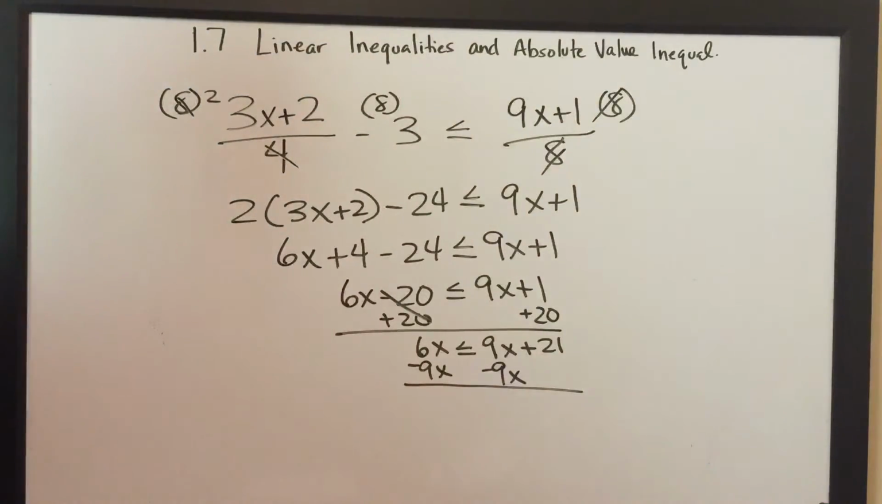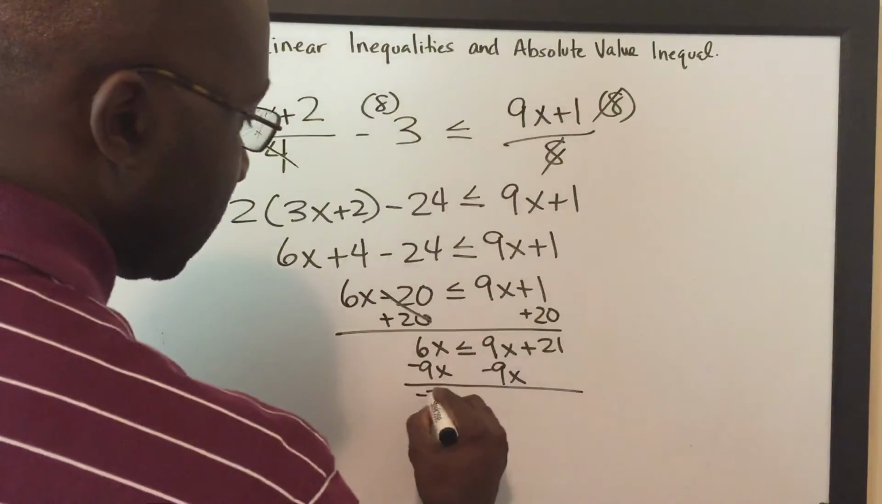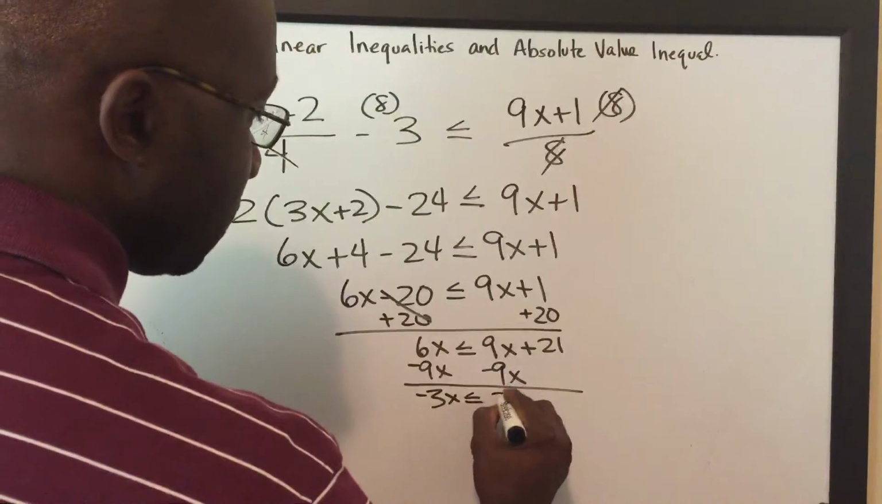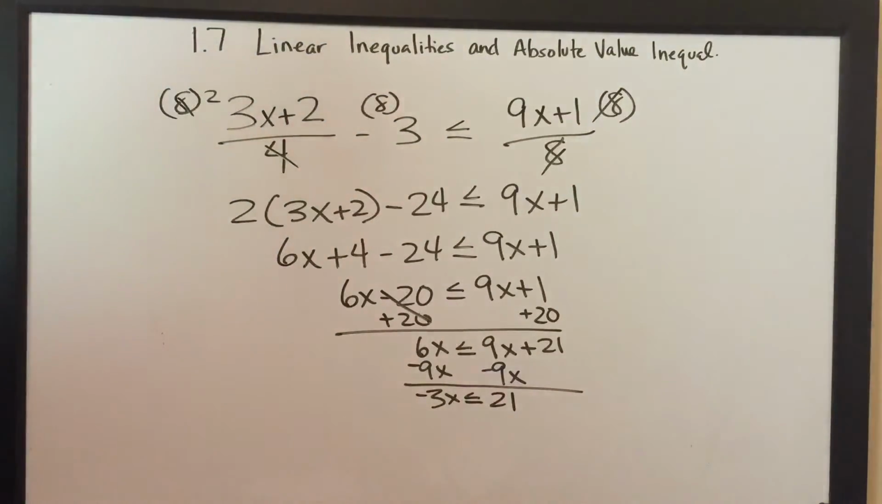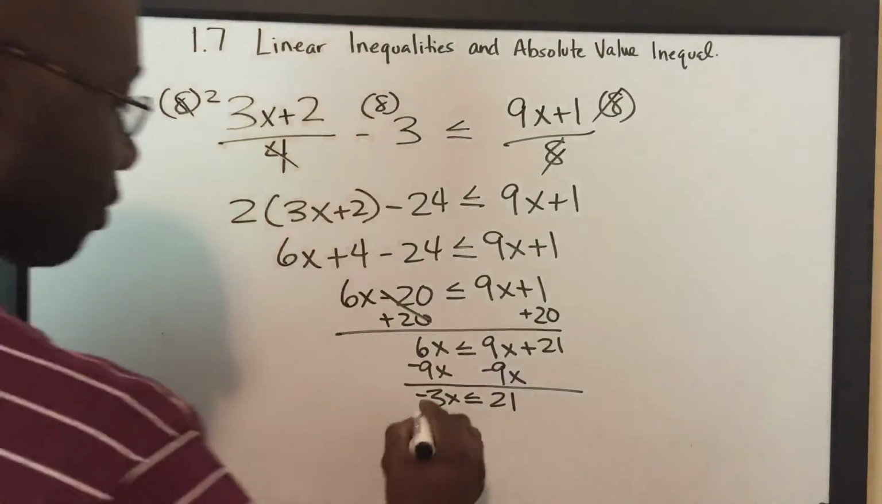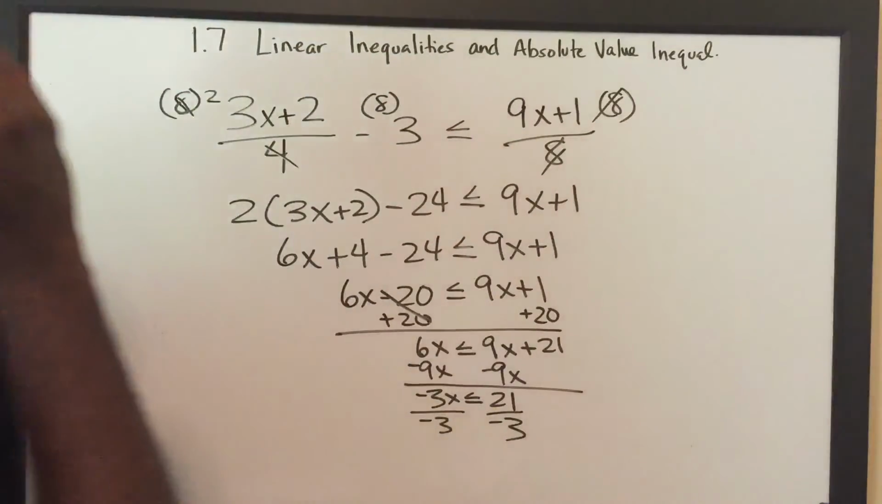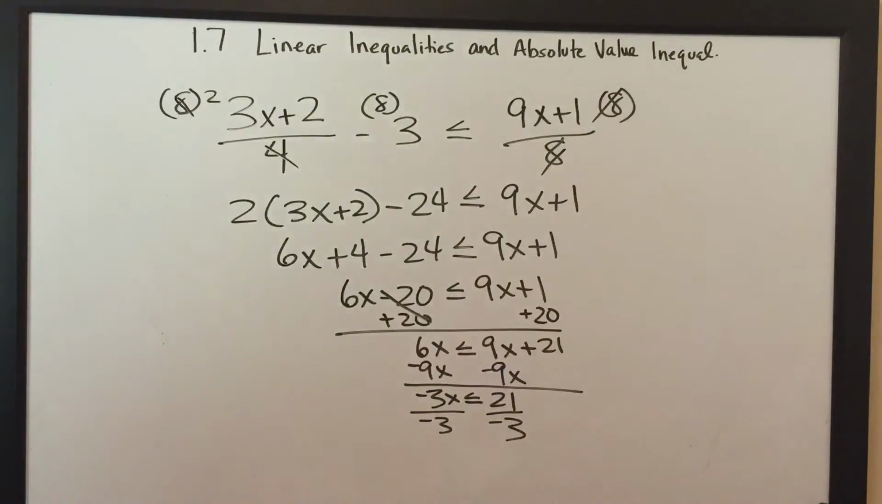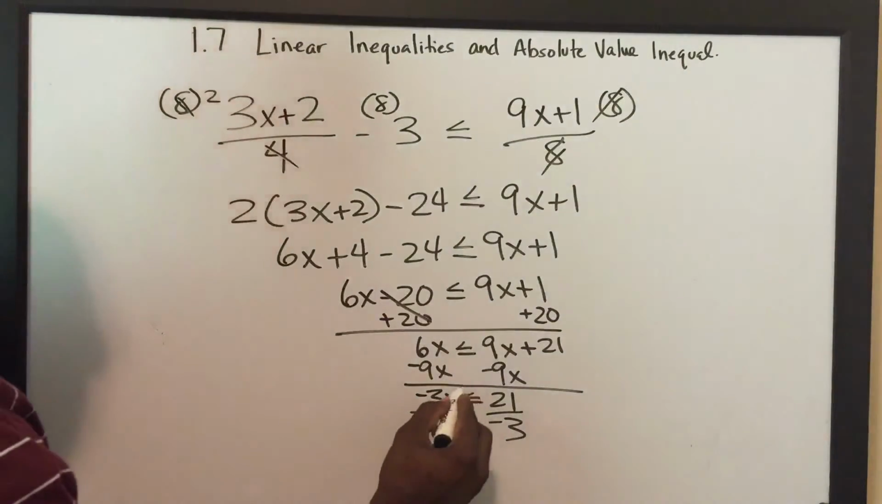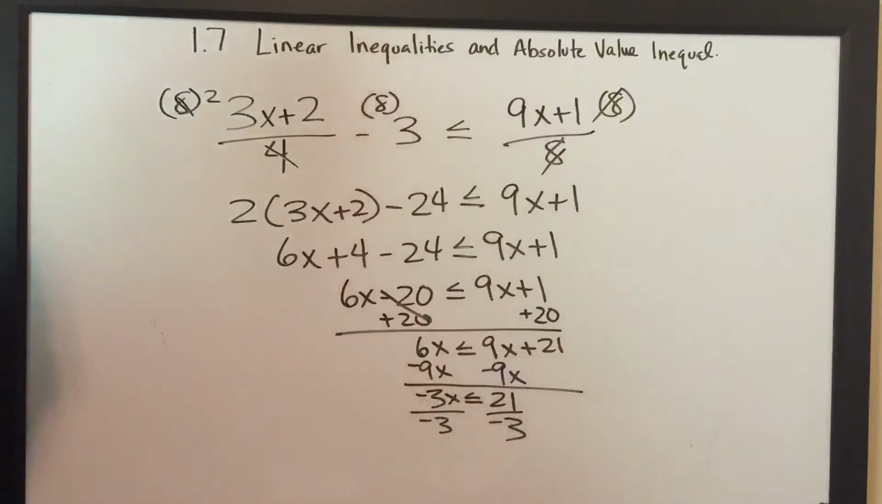And 6 minus 9x, that's minus 3. x less than or equal to 21. Okay, now we divide both sides by negative 3. Negative 3 here and a negative 3 here. When you're dividing by a negative number, it's very important to remember this: when dividing by a negative number, this changes the inequality sign.